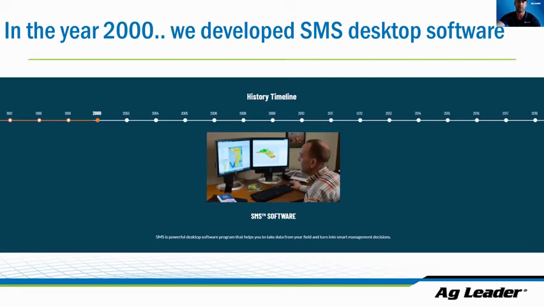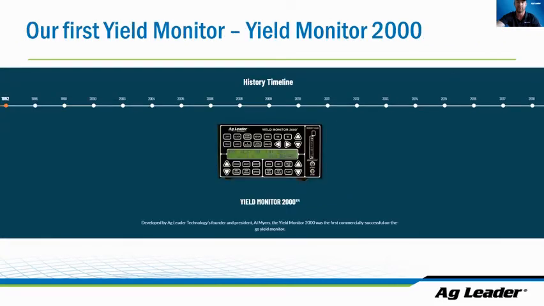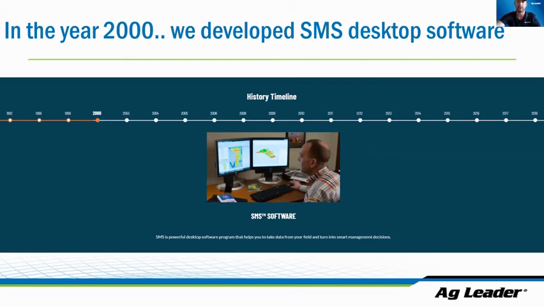The next big one was in the year 2000. We developed the SMS desktop software. What that allowed us to do was take everything from this monitor, the 2000, and any of the next coming monitors, and analyze the data points. So we would take a memory card and insert that into the computer, and with the software program, it allowed us to view our various data points. So that was in 2000.